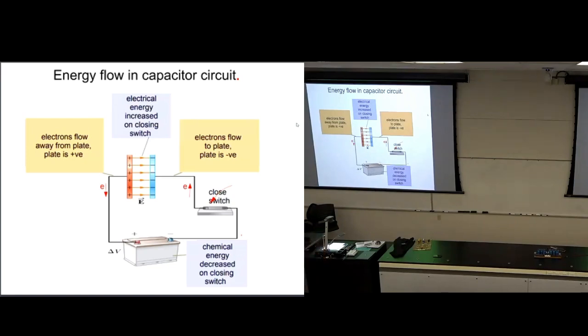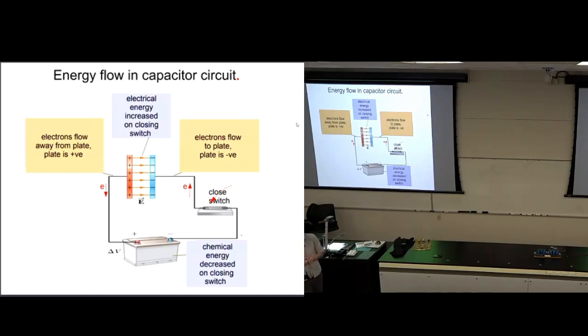So when we close the switch, the chemical energy in the battery is going to go down as it supplies electrical energy to the circuit, which actually gets stored up in the capacitor. When we close the switch, we store charge on the plates of the capacitor. It creates an electric field, an electrical potential between the plates of the capacitor. That all stores electrical energy in the plates of the capacitor.